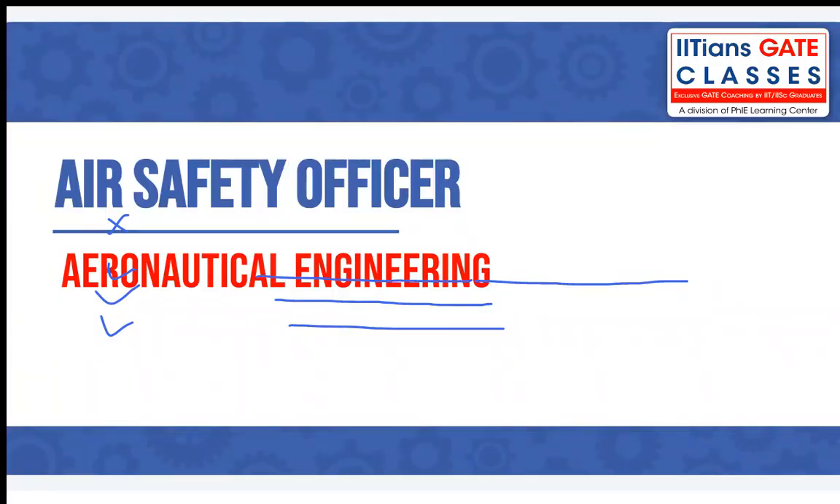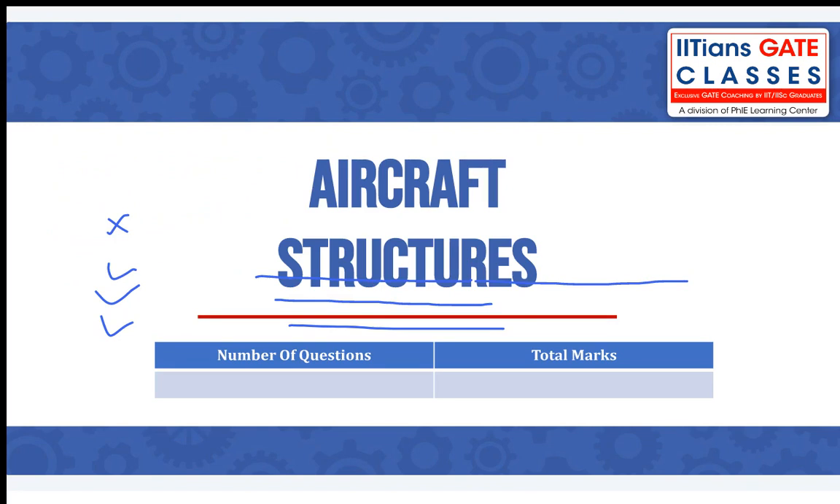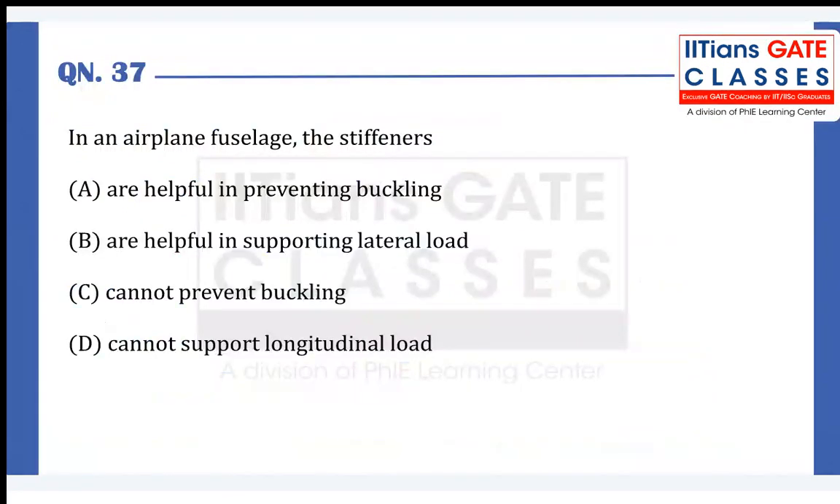So we'll be solving the 2018 ASO Aeronautical Engineering paper questions. Around 5 to 6 questions are there: 2 questions from SOM, 1 question from aircraft structure components, and then one question from aircraft materials and one from fatigue loading. So read question number 37.